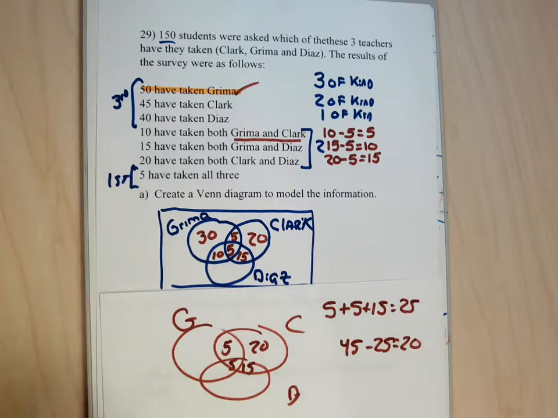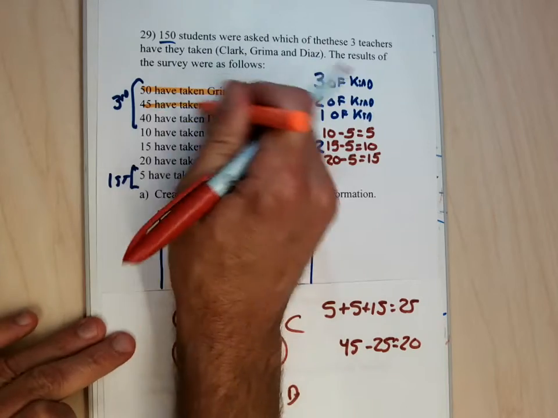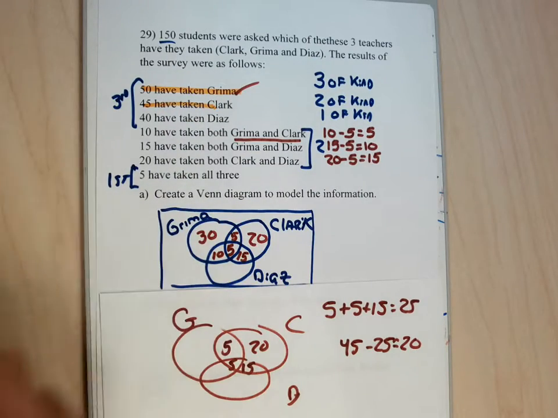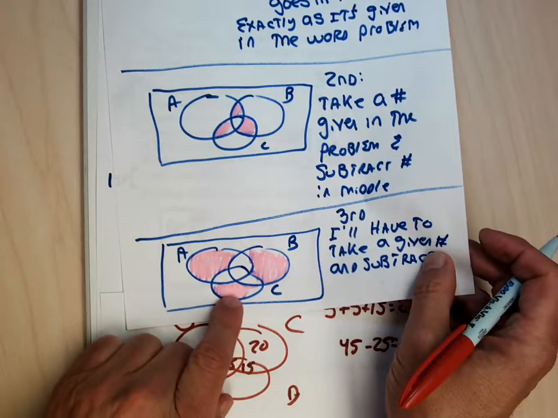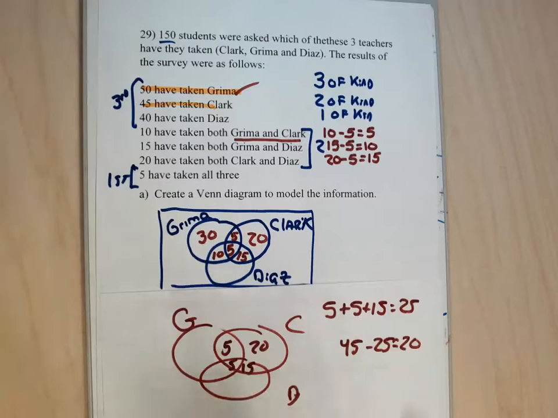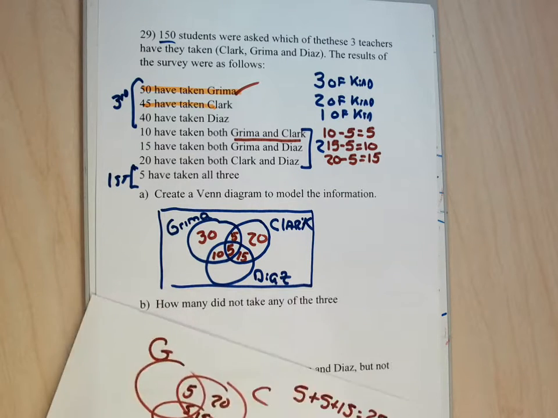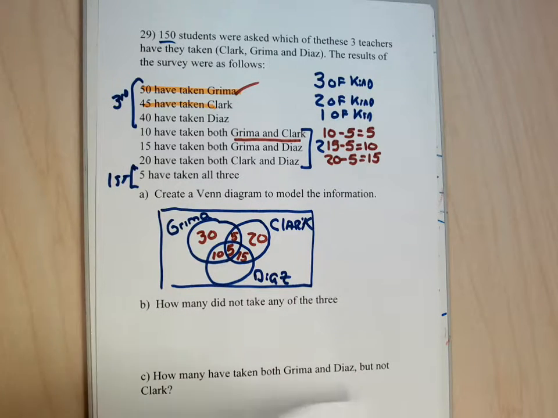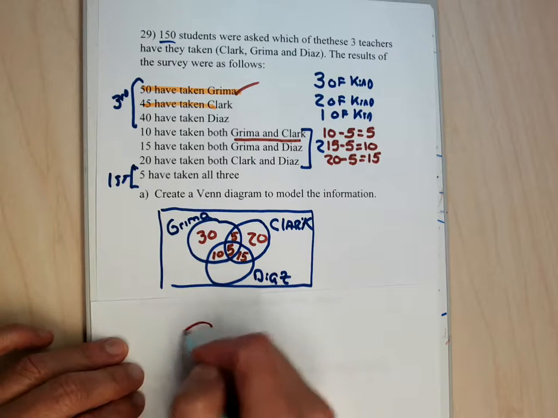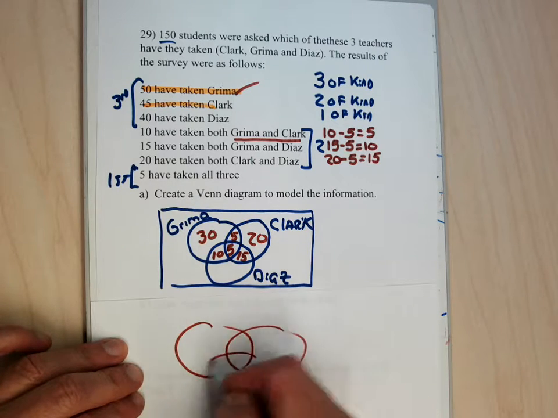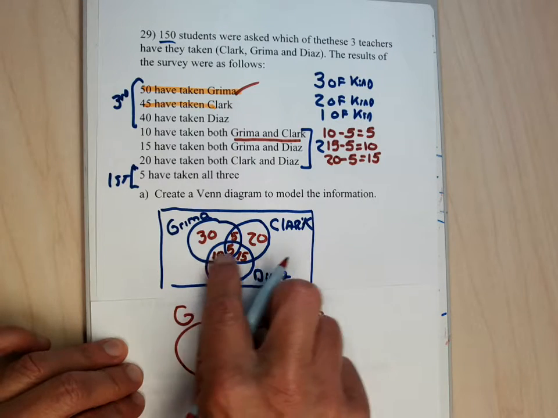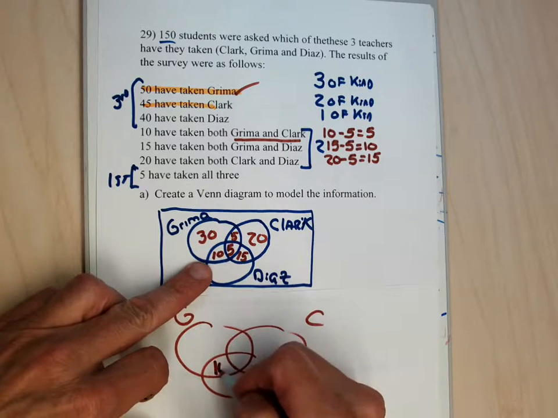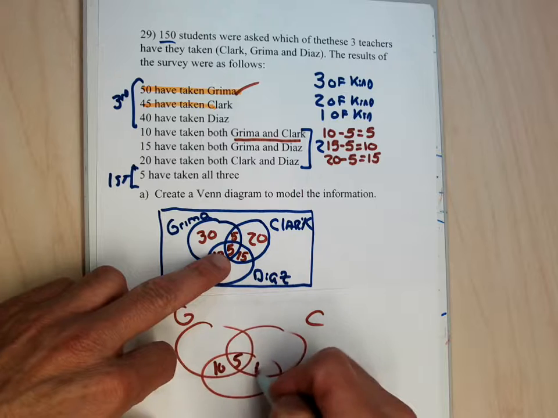Now I'm done with this number, and on this next step I had to get 1, 2, 3 different numbers. I need to pick up that number right there, which is the rest of the Diaz circle. To get the rest of the Diaz circle, I only look at numbers in the Diaz circle. So I have the Grimm circle, the Clark circle, the Diaz circle. In the Diaz circle right now there's a 10, a 5, and a 15.